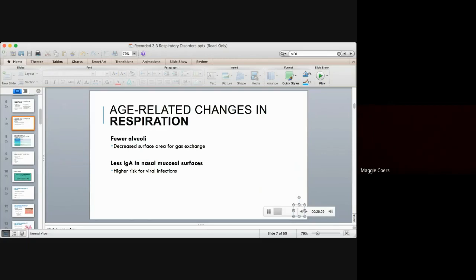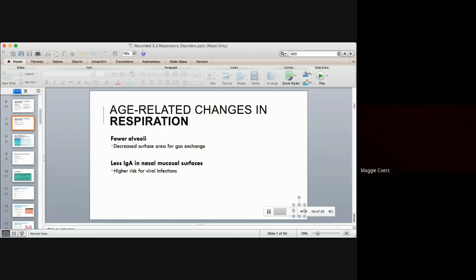So as long as the older adult can still function and not get hypoxic with basic movement, it's fine. But if the older adult has shortness of breath and hypoxia, they become restless with minimal activity, that's a problem, and they need to get it checked out.